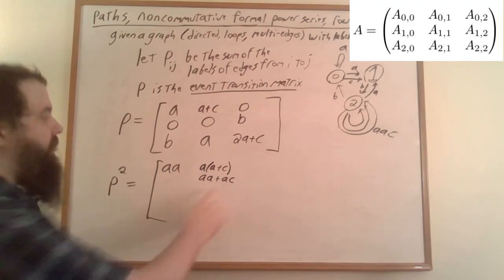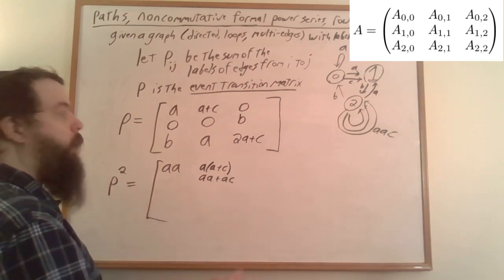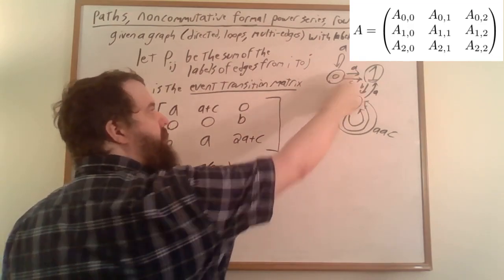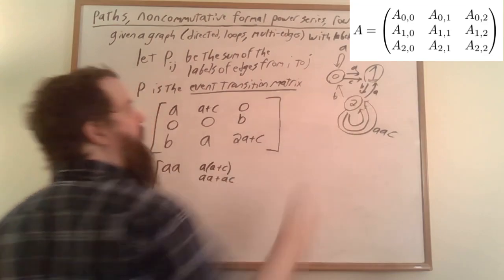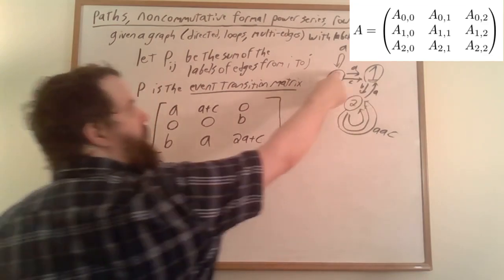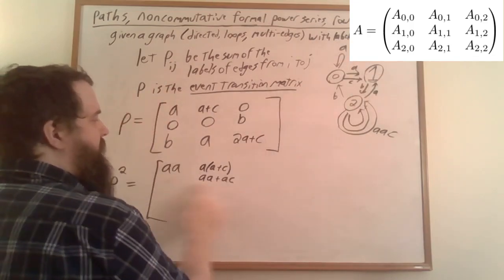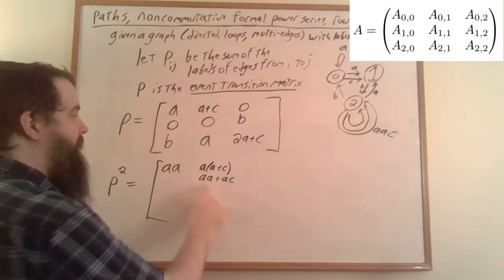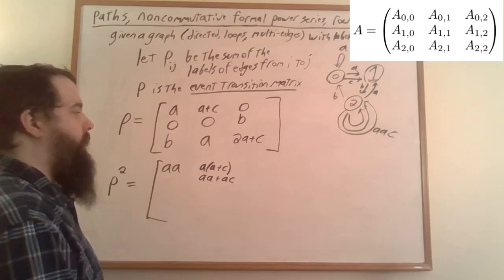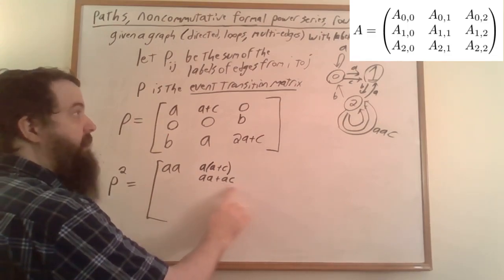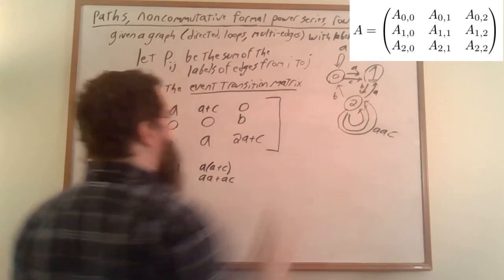And that's because I want this to reflect the paths of length 2 from vertex 0 to vertex 1. Well, the only way to get from vertex 0 to vertex 1 in two steps is to first take this edge and then take one of these two edges. So we have the path AA, and we also have the path AC. And I want this to reflect that exactly. I want this to say we can either take the path AA or we can take the path AC. And in particular, I'd like to distinguish this AC from a path labeled CA because there is no path labeled CA from vertex 0 to vertex 1.